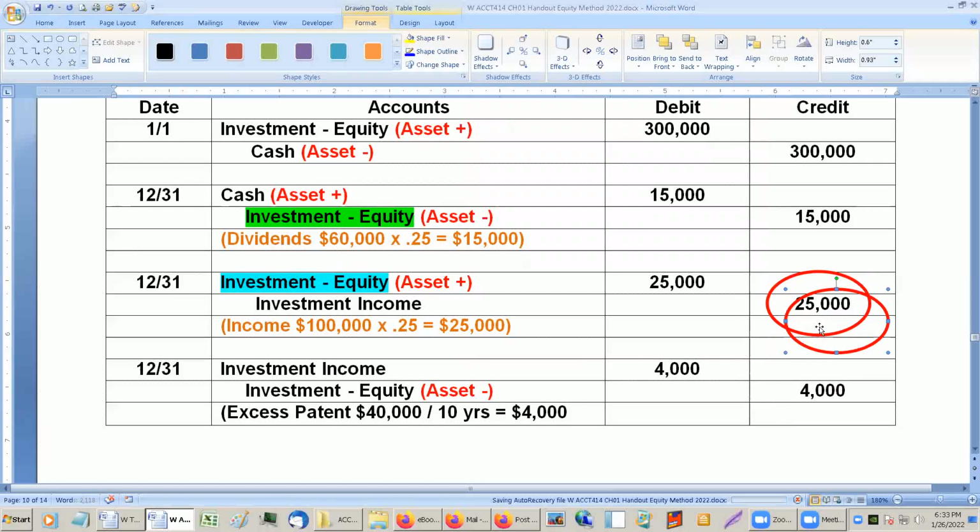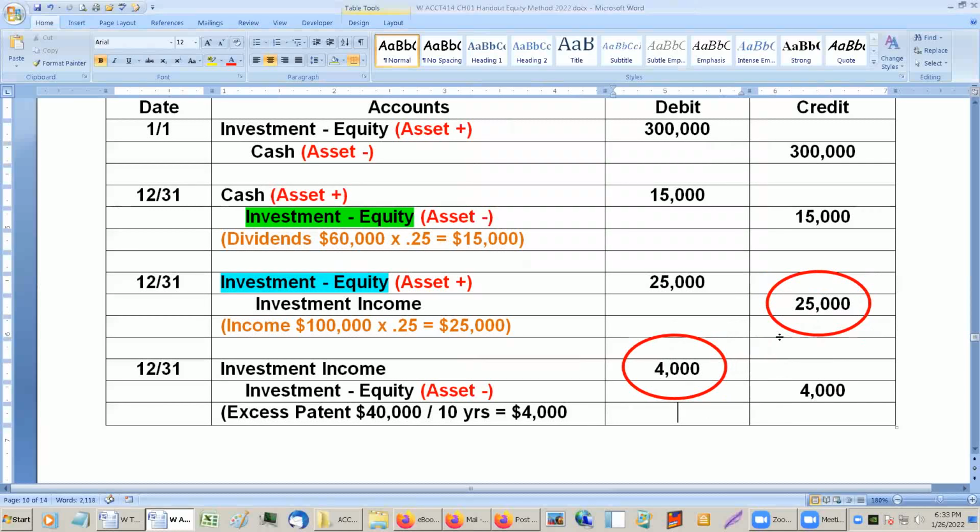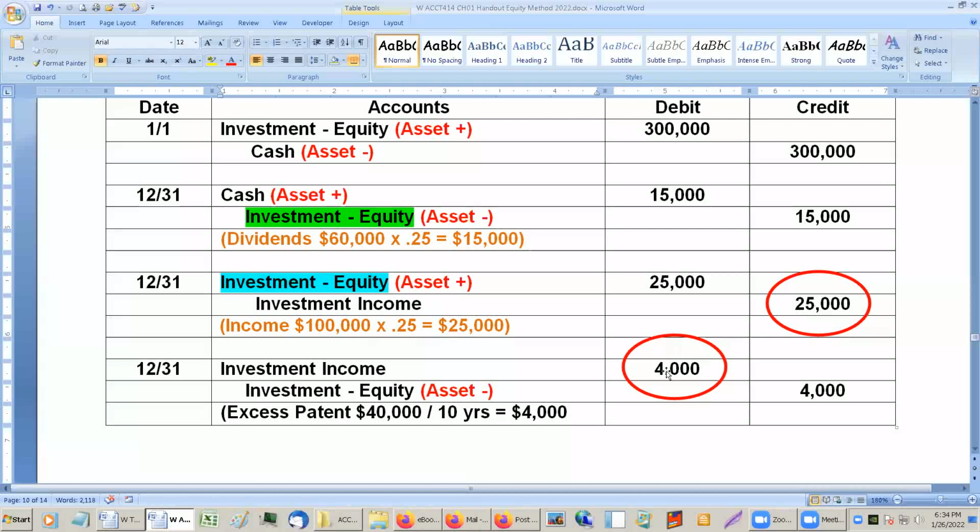So our income from this thing really was what? 21,000, because we have this excess patent. This could be going down for the next 10 years, $4,000 a year. At the end of 10 years, we'll stop doing this. This one down here, after 10 years, it'll stop. So another thing sometimes they'll ask on a CPA exam is what was the income for it? And the income from this equity investment would have been $21,000. $25,000 minus the $4,000. Any question on that?